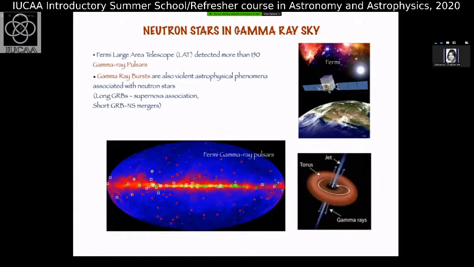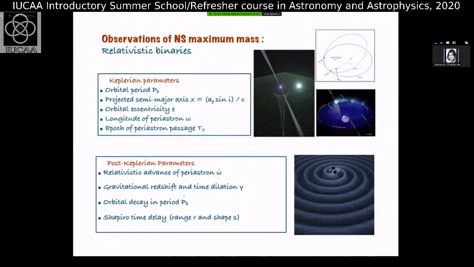I don't want to talk about gamma ray bursts in this lecture because these are quite complicated astrophysical phenomena. But just to give you an idea, there are two classes of gamma ray bursts, long and short. The long gamma ray bursts are associated with the collapse of stars, like the supernova explosion. Some of them have a supernova association, whereas the short gamma ray bursts are associated with mergers of neutron stars. So again, the gamma ray sky gives us information about neutron stars.